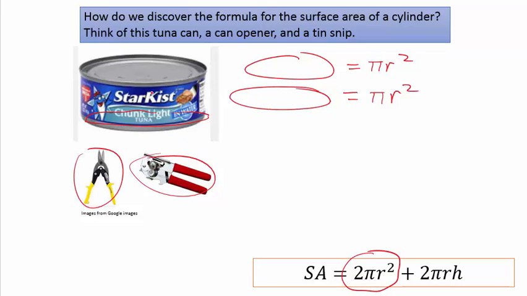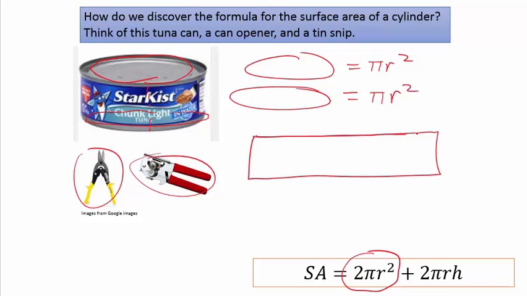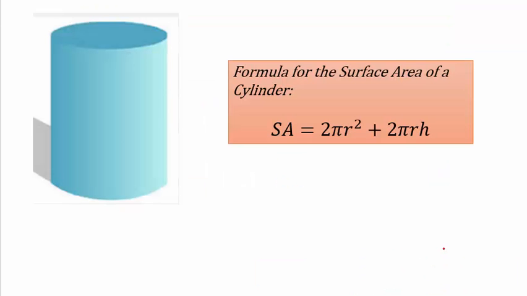Then take these tin snips and cut this and spread it out, and aren't we going to just have a rectangle? And this distance would be the same as this distance right here, and that is the circumference, which is 2 pi r, and then this distance right here is our height. So to find the area of that rectangle would be 2 pi r times h, so that's where that part of the formula comes from. So to find the surface area of a cylinder, you'd use that formula right there: 2 pi r squared plus 2 pi r h.